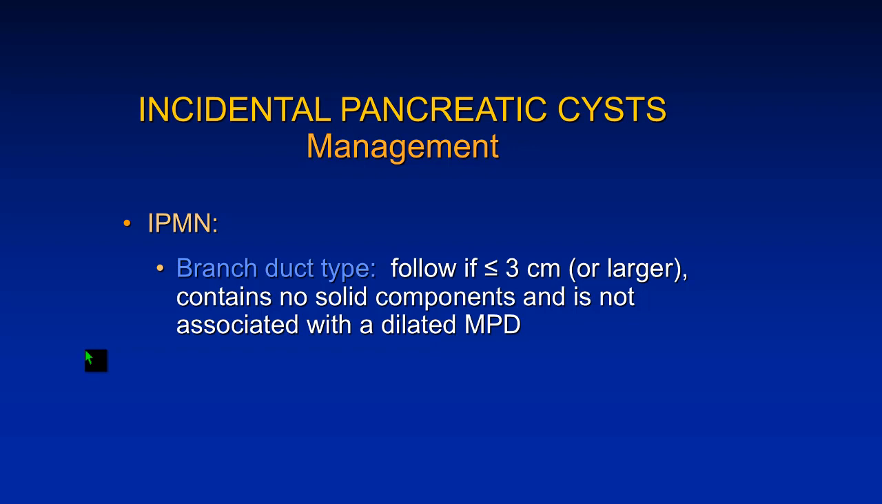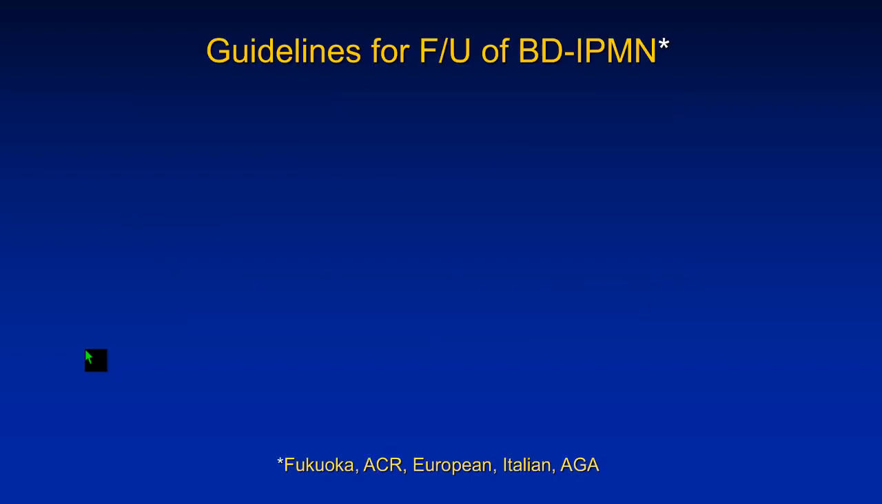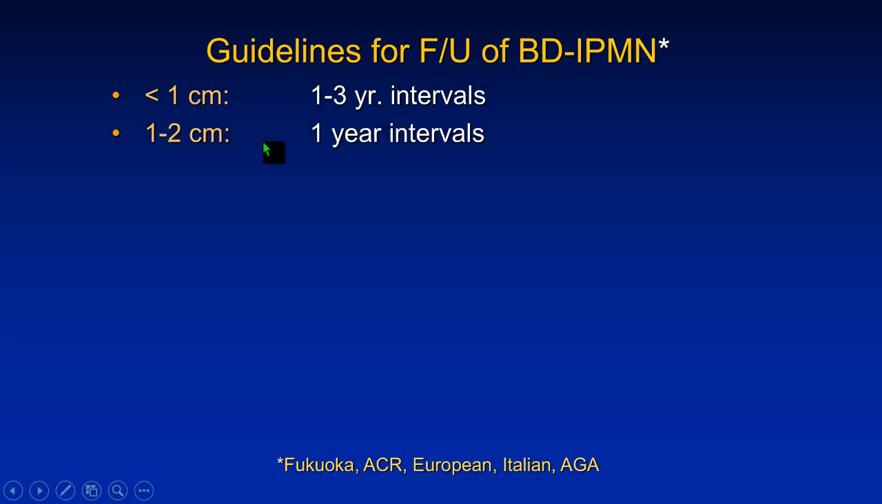The problem arises when we try to determine at what intervals we should follow the patients, and what we should do if we see growth. So, for example, if you look at all of the different guidelines that I showed you earlier, for lesions that are less than 1 centimeter, the guidelines recommend anywhere from 1 to 3 year follow-up intervals. There's a pretty good consensus that if the lesion is 1 to 2 centimeters, a 1-year follow-up interval makes sense.